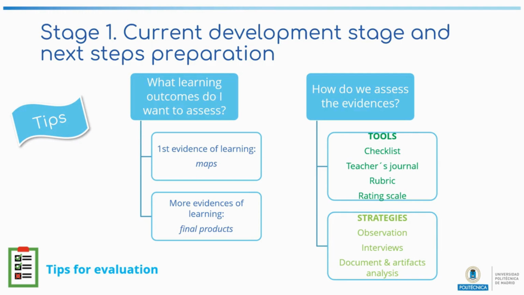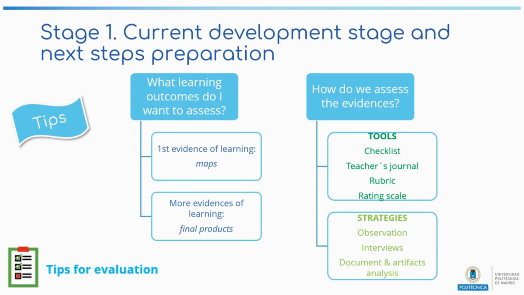Then think of the rest of evidences that you will check to assess their work during the process. This can include the final products, but maybe also other assignments. Regarding the second question, how to assess the evidences, you will need to think of the real and tangible tools used by the person evaluating to systemize their evaluations on different aspects: checklists, teacher's journal, rubric, rating scale.